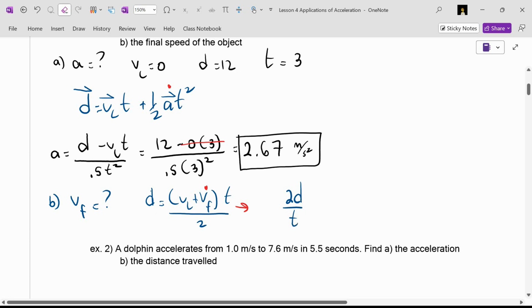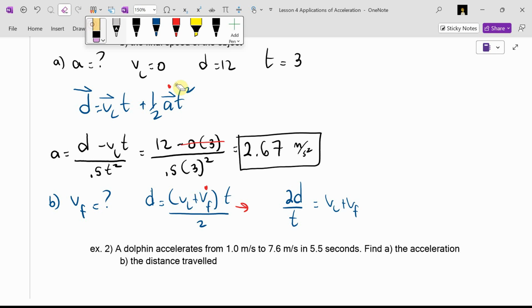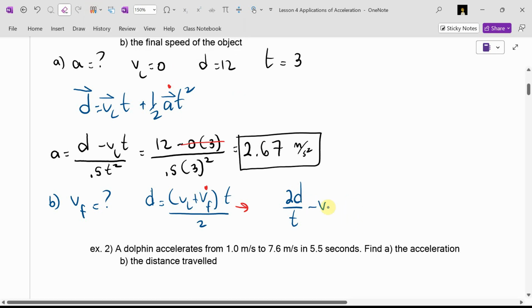And then don't write this next bit down. Just imagine, in your imagination, imagine the VI plus the VF dropping down. It's sitting there. What am I trying to get by itself? The VF. How would I move the VI over? And it doesn't end up inside the fraction. It ends up beside the fraction. It's going to be minus, oh, minus VI. And then I left some room so I could fit the VF equals in the front there.